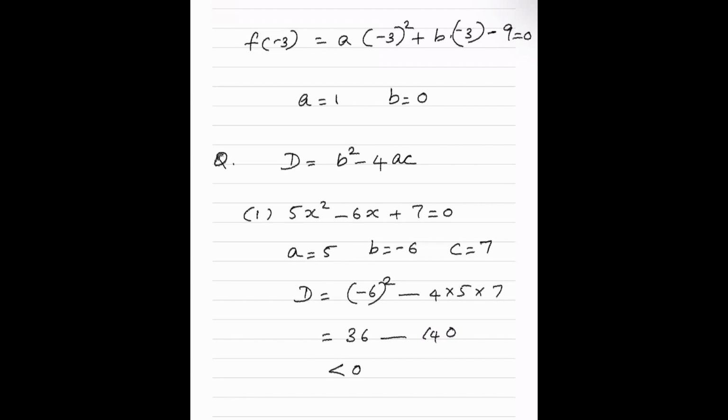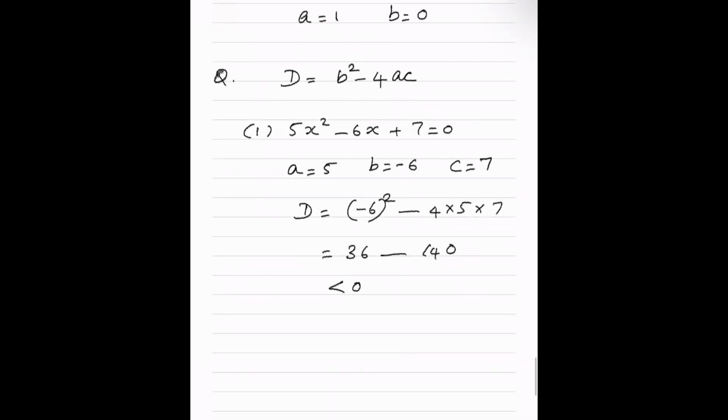It's a negative number. Negative number means b square minus 4ac is less than 0. So what you need to write here is less than 0. What will be the roots? It's going to be imaginary roots, right? Roots are not real. Not real, or you can say roots are imaginary.